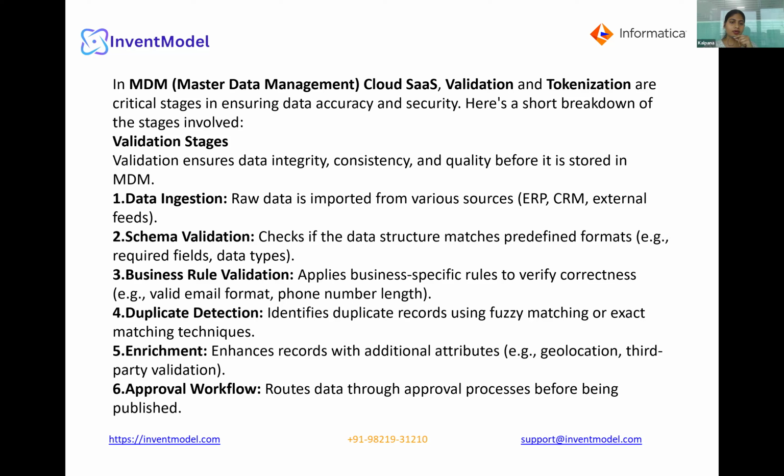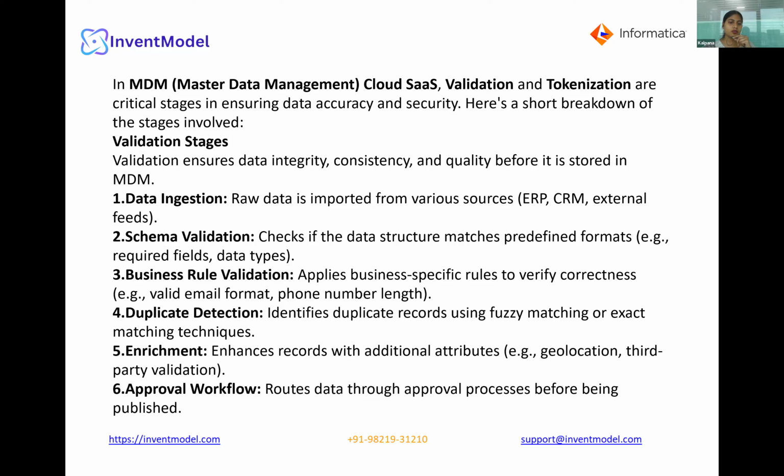After that, we have business rule validation. For that, we apply business-specific rules to verify correctness. Like if we have an email, it should have a valid email format. For a phone number, we check the length, like 10 digits. These kinds of things come under business rule validation. After that, we have duplicate detection, in which we identify duplicate records using fuzzy match or exact match techniques.